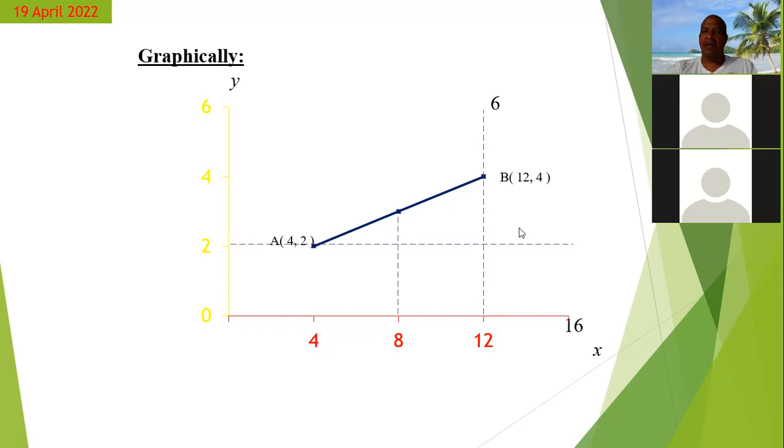So what we're going to do now is half the 16, we get 8. And half the 6, we get 3. And so that takes us right to the midpoint. Is that clear? So that's a graphical way of looking at it. Yes, sir. All right, everybody's good? All right, moving along.